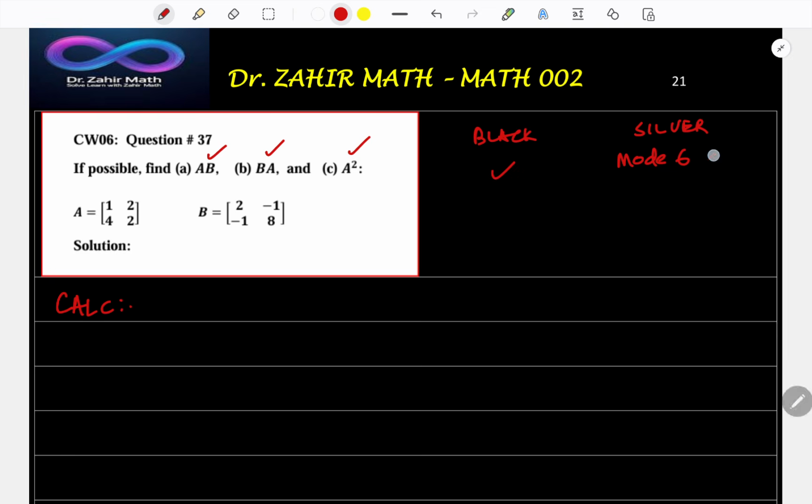But here it is not like this in the silver color. So there is no mode 6 1. Step number 1 is mode 6 1 1 and then equal. This finish. Step number 2 is shift 4.